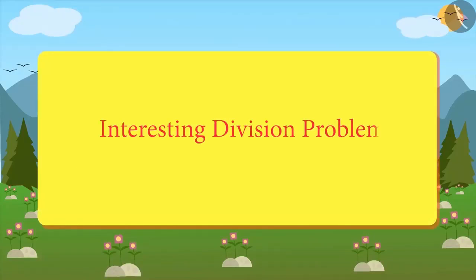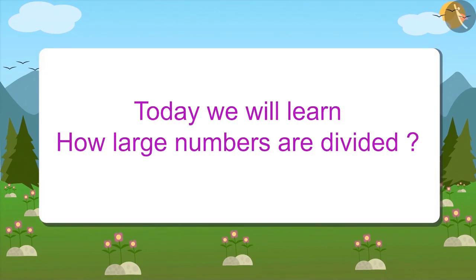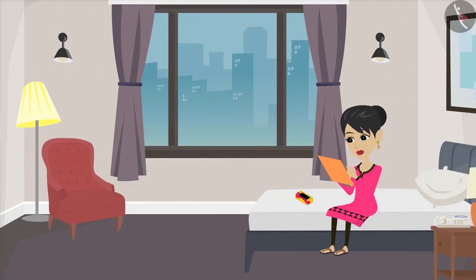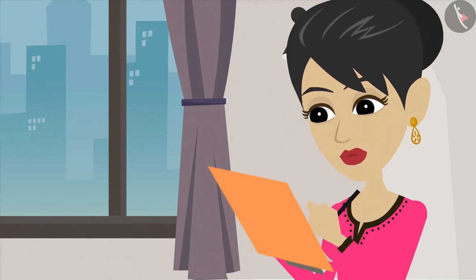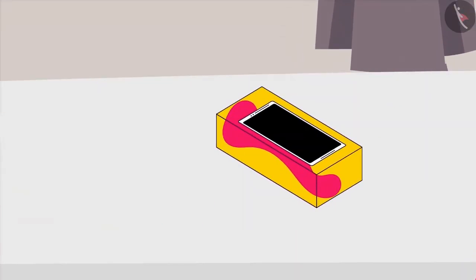Interesting division problems. Part 5. Today we will learn how large numbers are divided. Vandana's mother has taken a new mobile phone on installments. Now she's trying to find out how much money she will pay for this mobile every month.